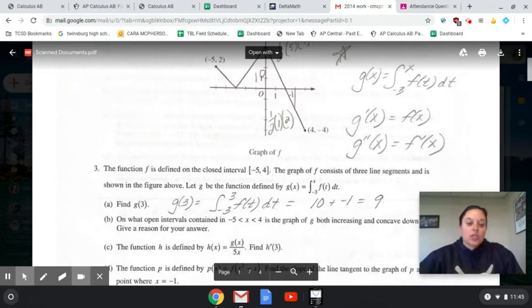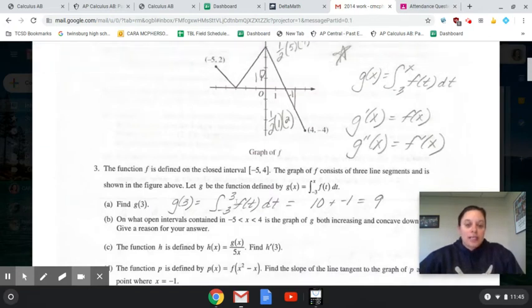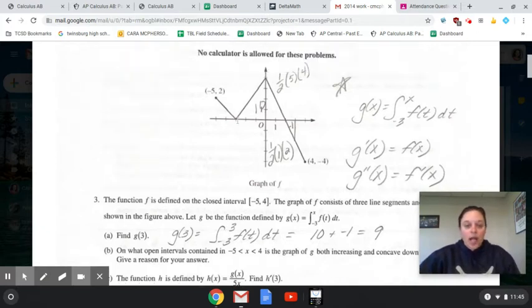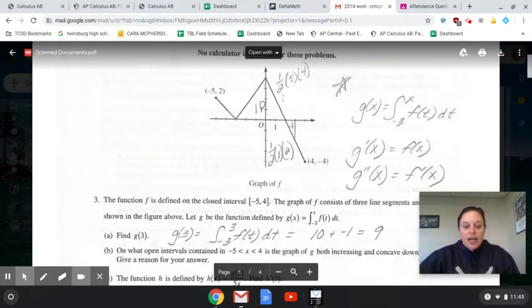So part A wants to know g of 3. G of 3 means that I'm going to put 3 as the upper boundary of this integral. So what it's actually asking me for is area under a curve. You can see my geometry work up here. I'm going from -3 to +3. So from -3 to 2, you have this big triangle. I put my work off to the side, 1/2 base times height, and got an area of 10.